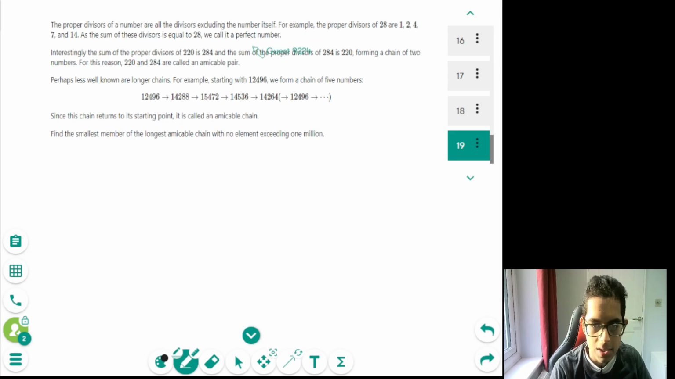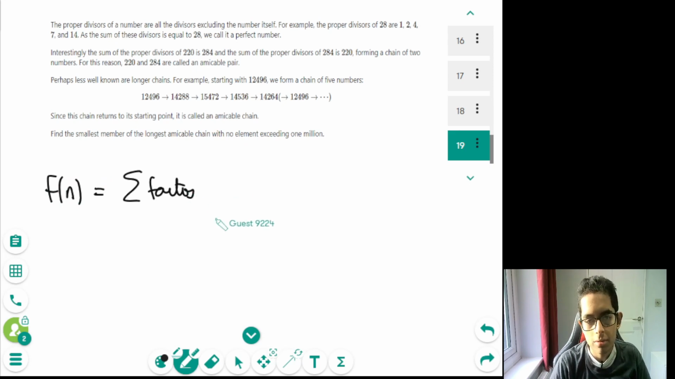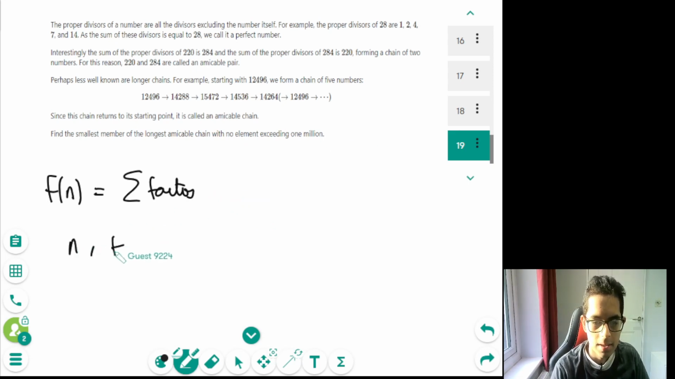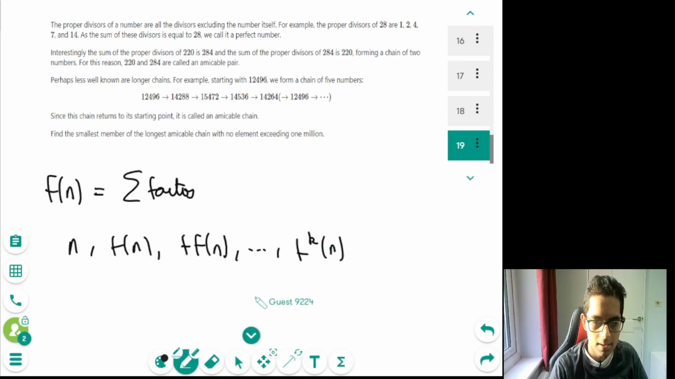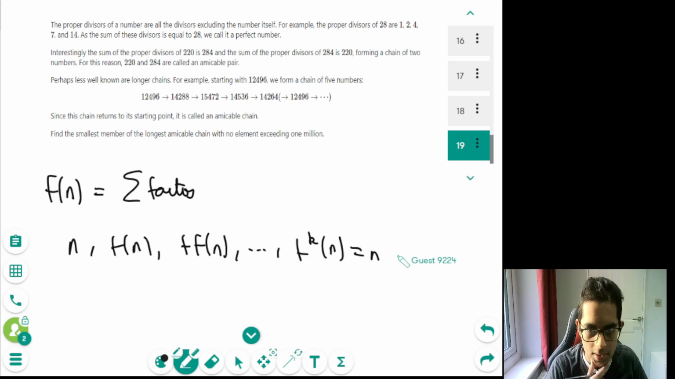Okay, so essentially, I wouldn't bother rereading the entire thing, but essentially, there is some function of a number, let's call this f of n, which gives the sum of the factors of that number, right? And we essentially want to know for which numbers is n, f of n, f of n, and then eventually this goes back to f k times of n. For which numbers is this set a cycle? So f^k of m is equal to m, for some k, right? So this essentially is an equivalent representation of the problem. And it might look a bit intimidating, but trust me, it's not too bad.